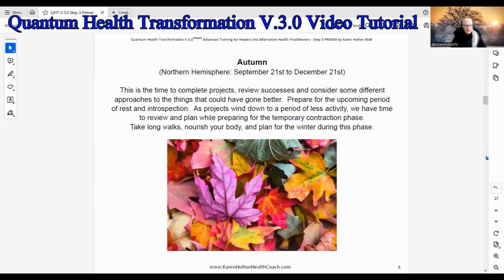Autumn. In the Northern Hemisphere, September 21st to December 21st. This is the time to complete projects, review successes, and consider some different approaches to the things that could have gone better. Prepare for the upcoming period of rest and introspection. As projects wind down to a period of less activity, we have time to review and plan while preparing for the temporary contraction phase. Take long walks, nourish your body, and plan for the winter. During this phase.